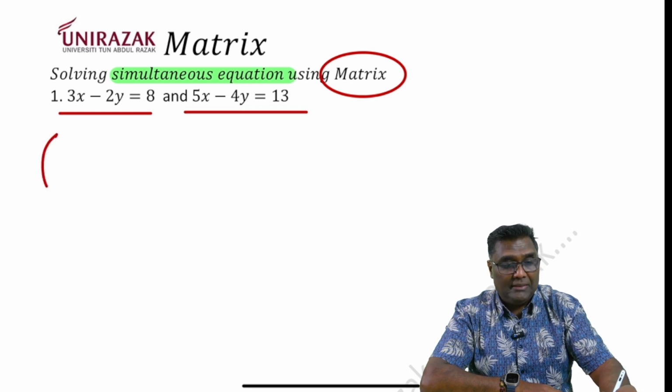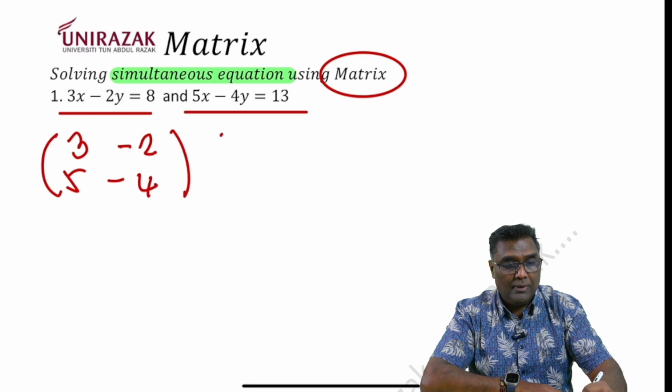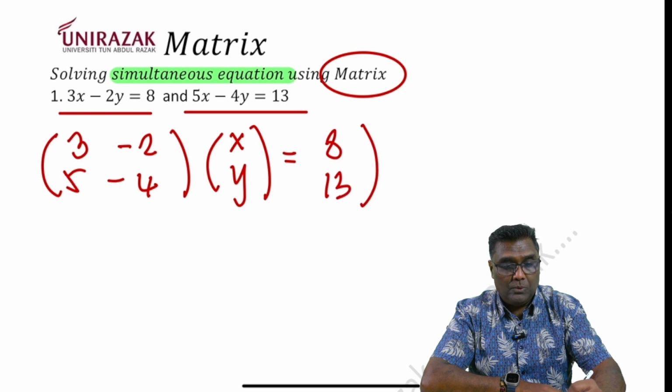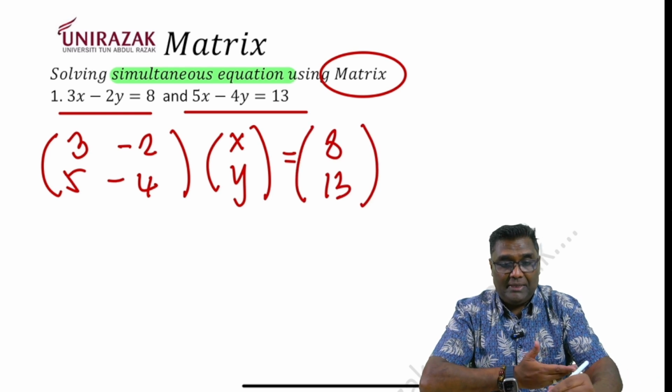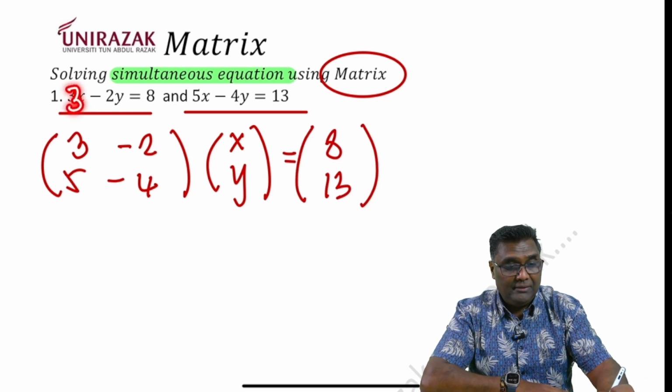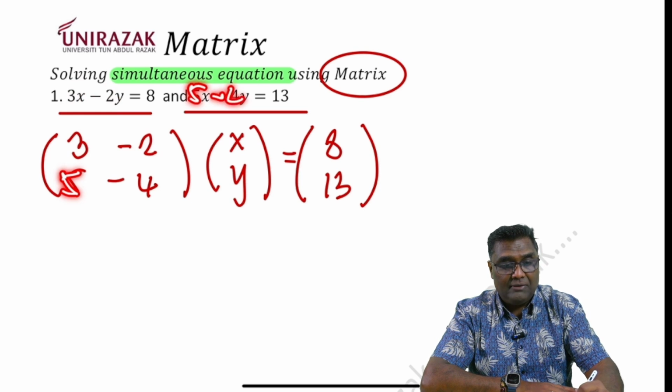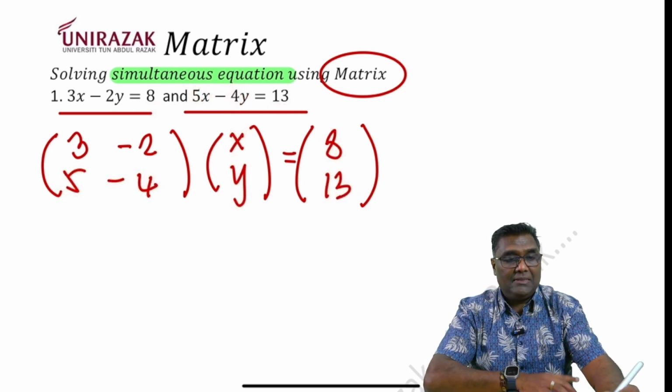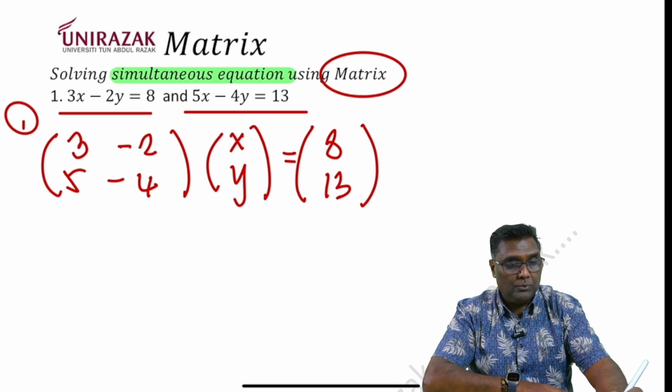So this is what I did. 3, -2, 5, -4, x, y, 8, 13. Whoa, whoa, whoa, sir. What's happening, sir? Explain. Okay, this is what I did. 3, -2. Next, 5, -4. Next, x, y. And the last one, the answer, 8, 13. This is the first step that you need to do.